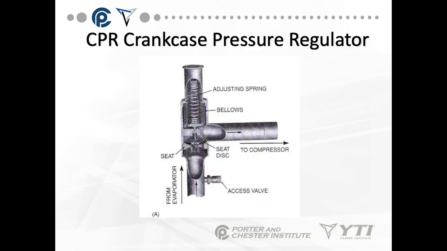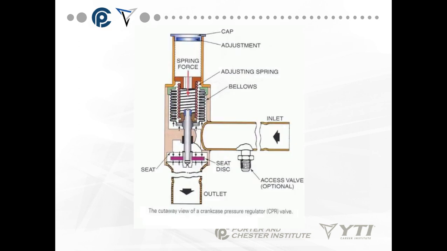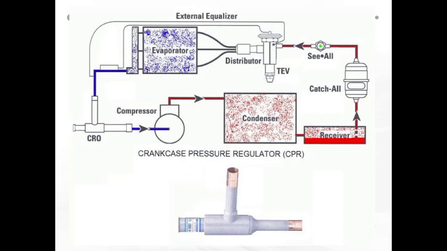The crankcase pressure regulator, or the CPR, is found before the compressor. It allows us to maintain a set pressure in the compressor crankcase. So what we do is we have our TEV or TXV, we go to our evaporator, and then we come out here to the CPR, and this allows us to maintain a specific pressure in the crankcase or in the compressor inlet side.